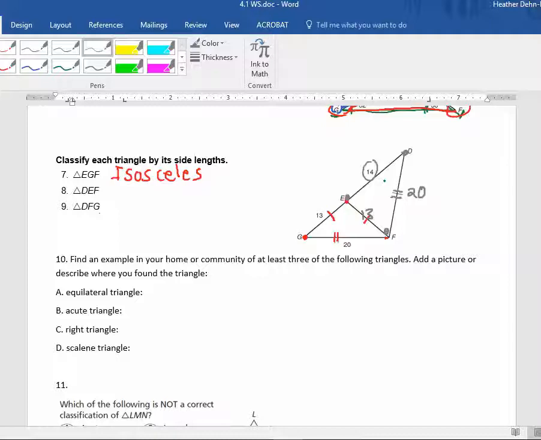And then the last one, DFG, is the whole triangle, and you can determine from the way that they're marked, and with the side measurements you'll have, you'll be able to determine what kind of triangle that is.